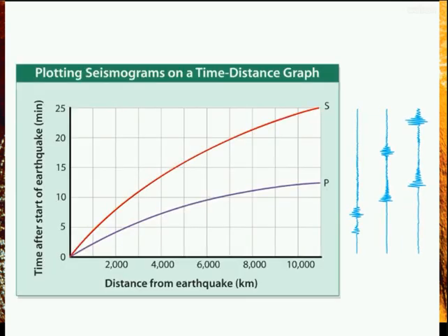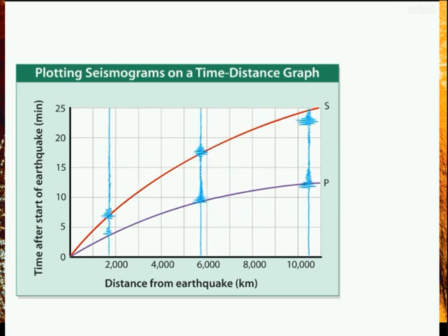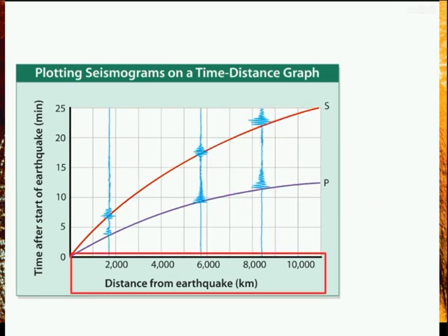Time-distance graphs, such as this one, are used in the SP time method to determine the distance of seismograph recording stations from an earthquake. Seismologists place seismograms from each station on the graph so the first P waves line up with the P wave curve and the first S waves line up with the S wave curve. After the seismograms are placed on the graph, seismologists can see how far away from each station the earthquake was by reading the distance axis.